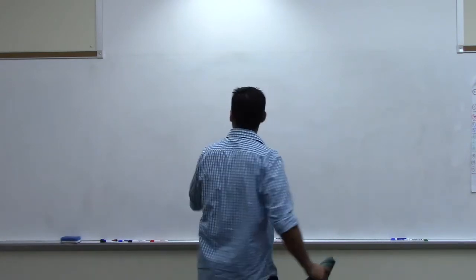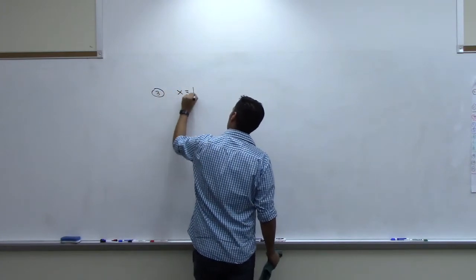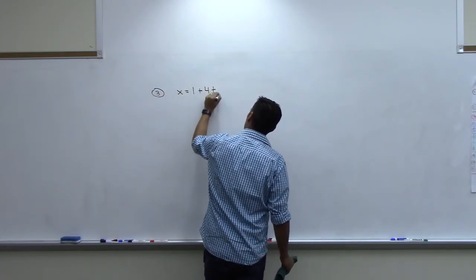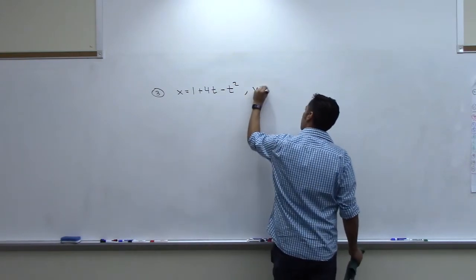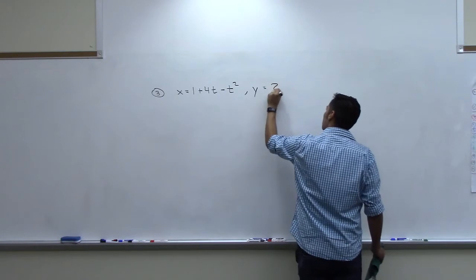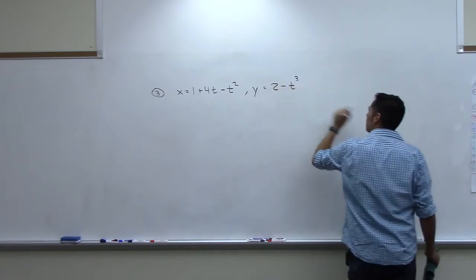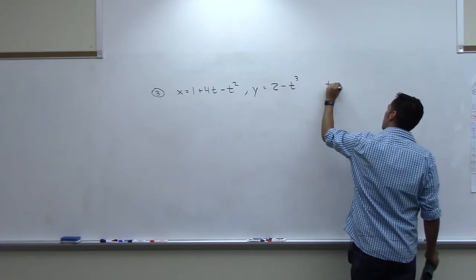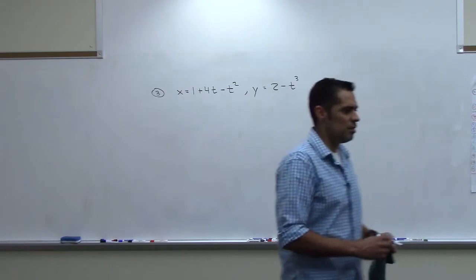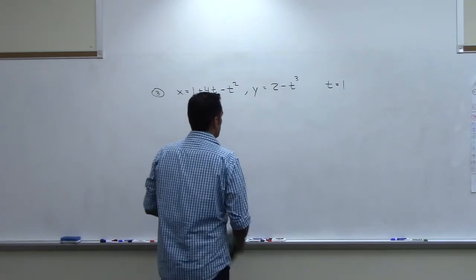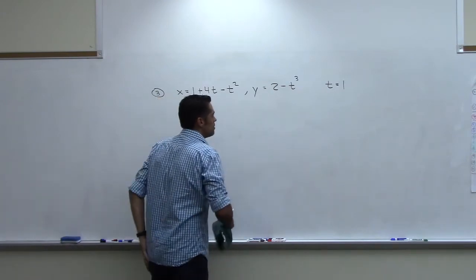Yeah. So number 3, 9.2. X is equal to 1 plus 4t minus t squared. Y is equal to 2 minus t cubed. And the only parameter I see is that t is equal to 1. Okay, so the instructions say probably find the equation of the tangent line to the curve at this point. So this draws some curve in two-dimensional space.